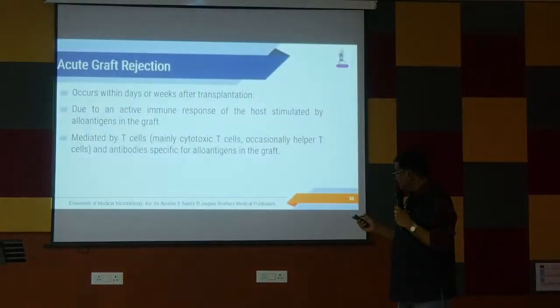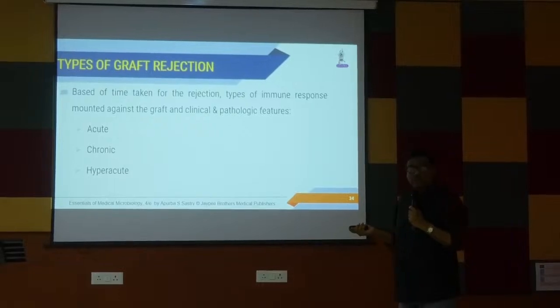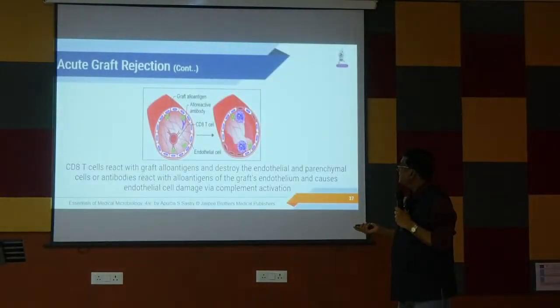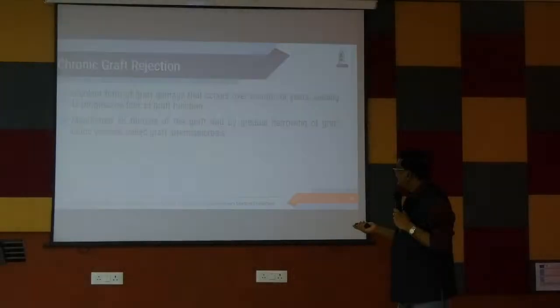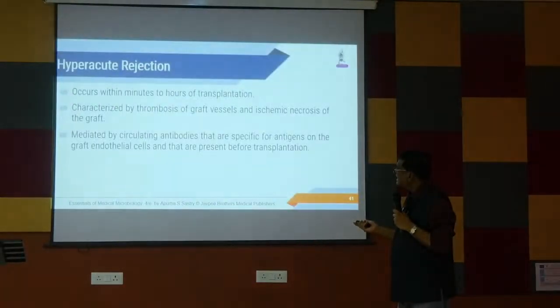Graft rejection may be acute, within a one week period, may be chronic when the TDTH pathway is taken, and hyperacute, where within 4 to 5 days it is rejected out. T cells and B cells are involved in acute graft rejection. Just remember the first set and second set of reactions.